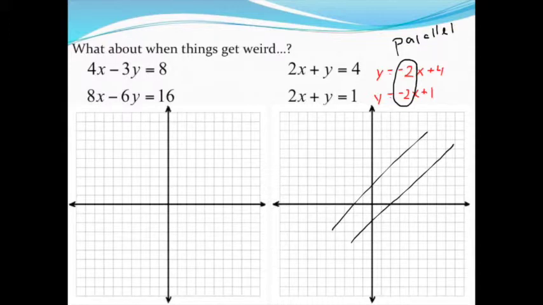And because intersections mean solutions, this problem, because the lines are parallel, actually has no solutions. The graphs never cross at all. So there is no solution to this system.